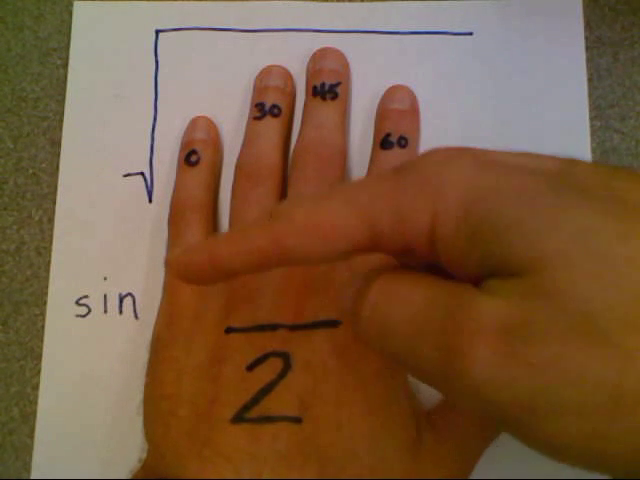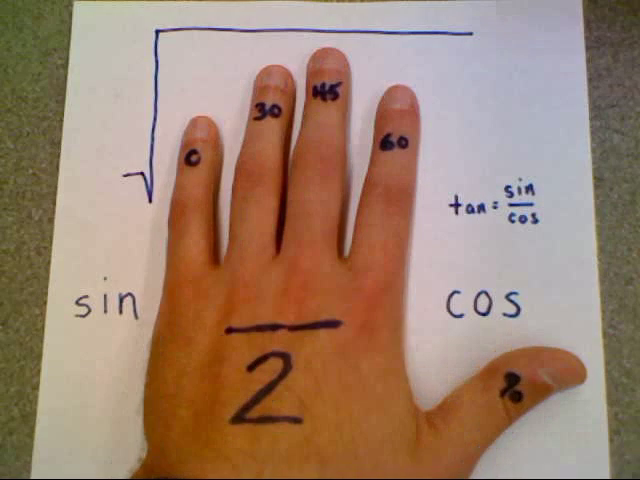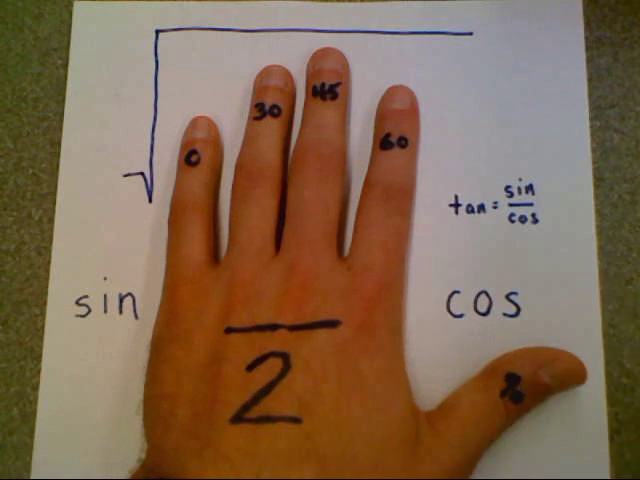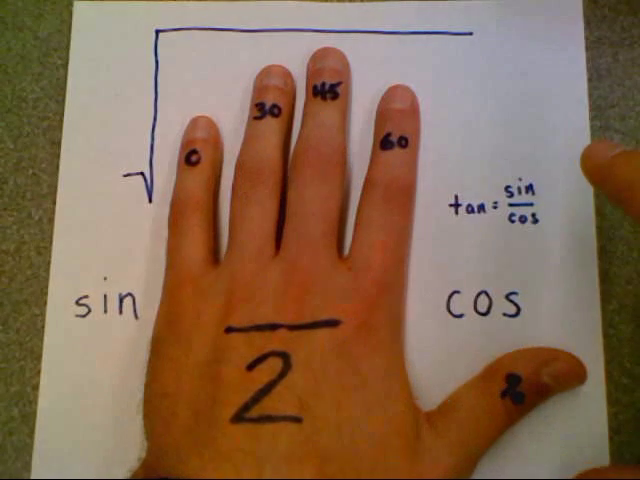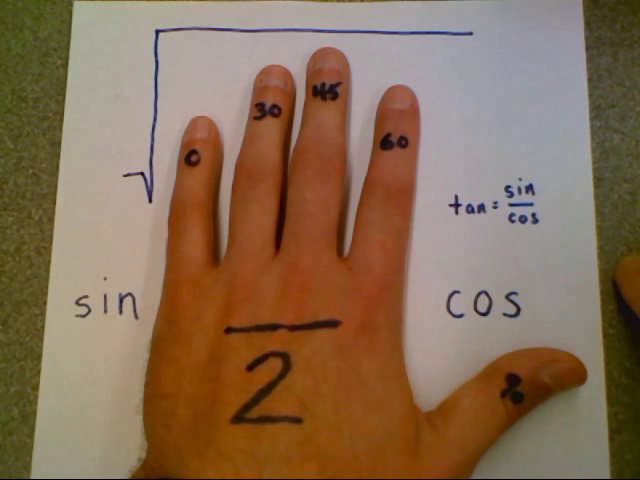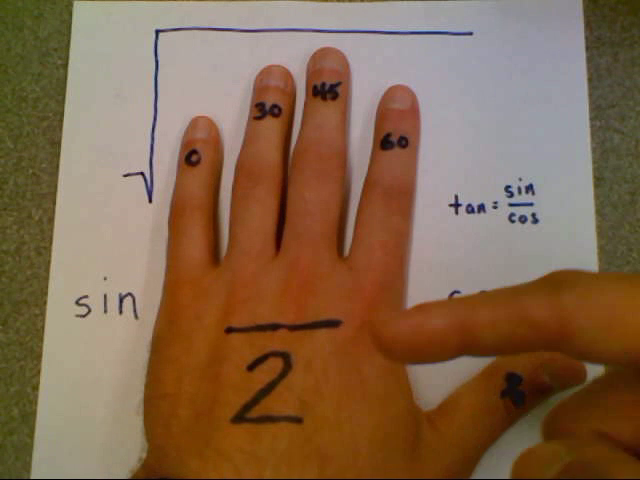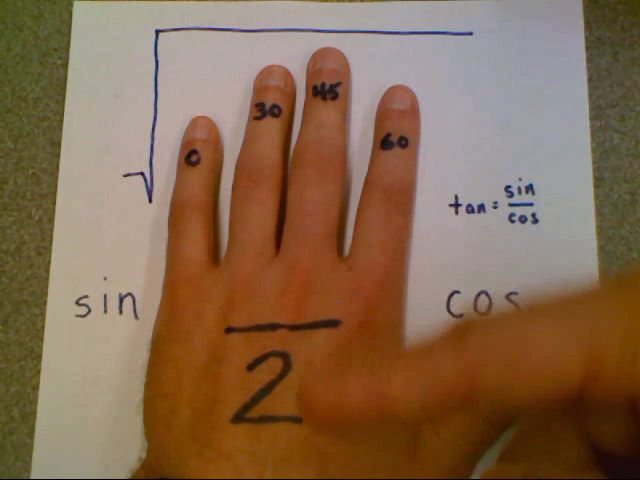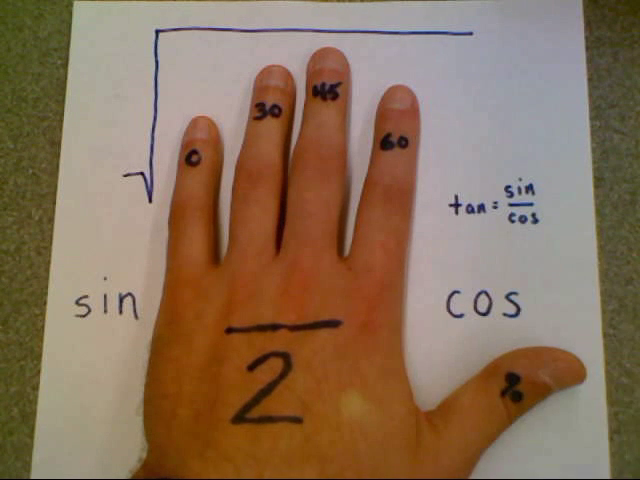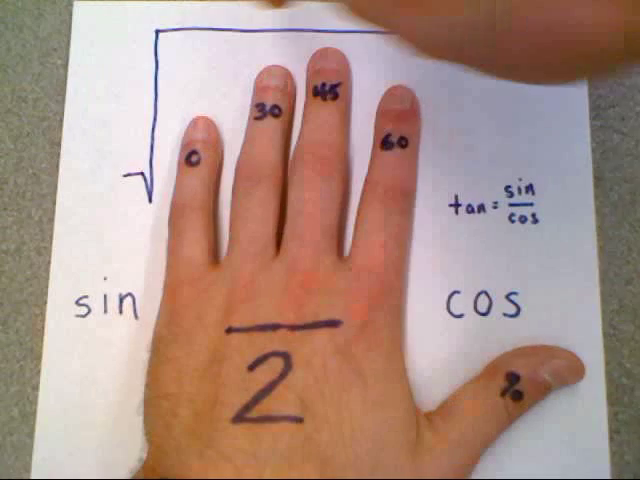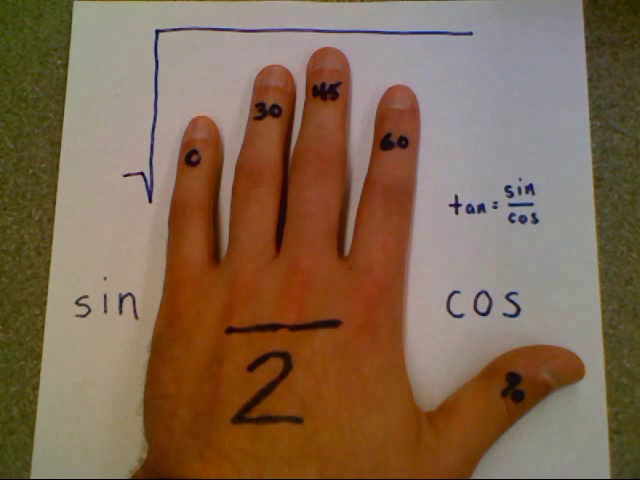Alright, the left part of the hand, we always use sine. It will always be our sine value. The right part of the hand will always be our cosine value, and we use that. We always put that value over 2. With that value, we'll always take the square root of it.